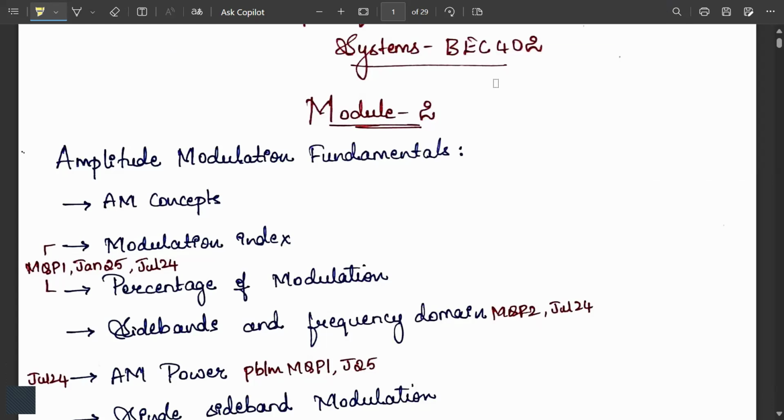In this video, we are starting Module 2, Part 1 of Principles of Communication System for the VTU syllabus, 4th semester, 2022 scheme. Just like the previous videos, these are exam-focused handwritten notes made simple and easy to understand. All the topics are directly taken from the syllabus, and I have referred to model question papers 1 and 2, and the previous year question papers of January 2025 and July 2024.